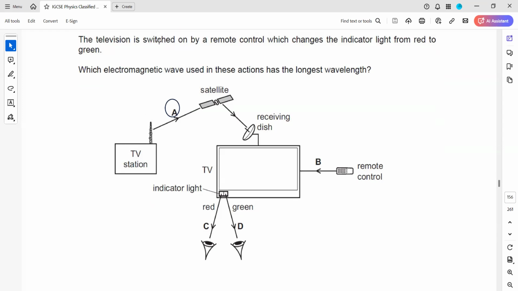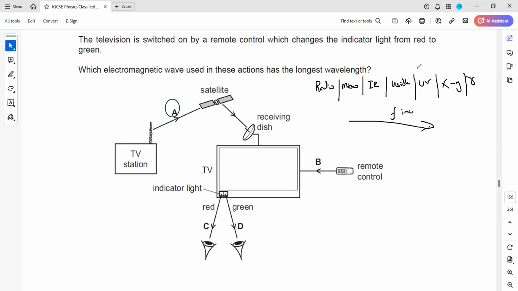So we have the electromagnetic spectrum. If you recall the electromagnetic spectrum, we have radio, micro, infrared, visible, ultraviolet, X-rays, and gamma. In this order, the wavelength decreases and the frequency increases. And in the opposite order, the wavelength increases. So the longest wavelength will be radio.